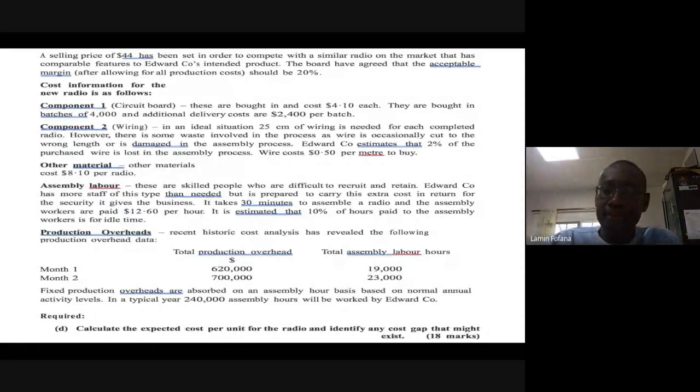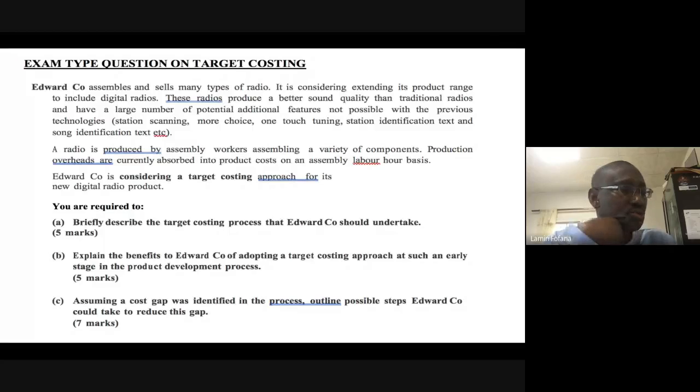Right, so I'm going to go through the question again so that you can understand it, just the first part. It says, Edwards Company assembles and sells many types of radio. It is considering extending its product range to include digital radios. These radios produce a better sound quality than traditional radios and have a large number of potential additional features not possible with previous technologies. That's the old types of radios.